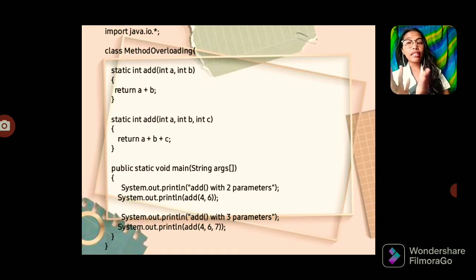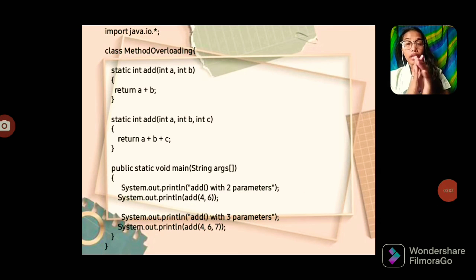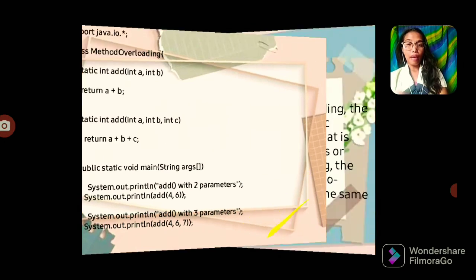Then next is public static void main(String[] args). System.out.println add with two parameters, then System.out.println add(4, 6). System.out.println add with 3 parameters, so System.out.println add(4, 6, 7). So we'll move to our next method.